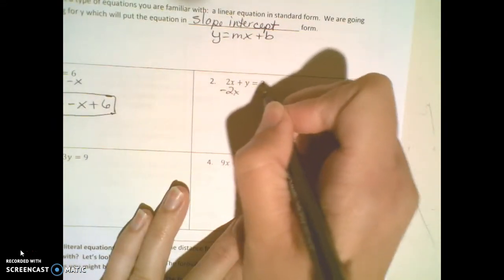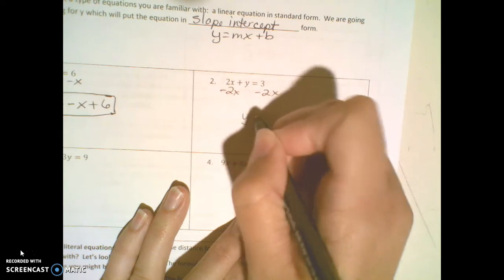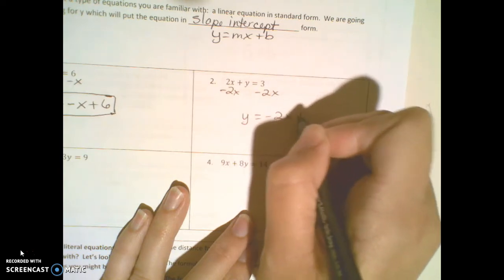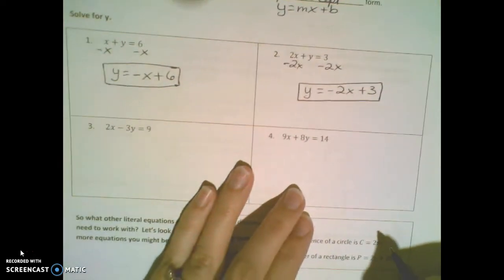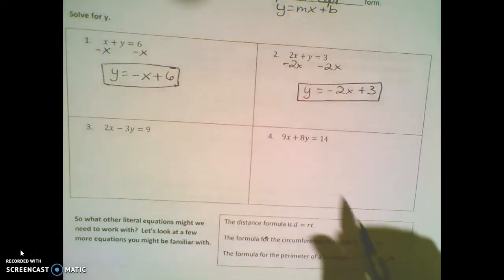Okay, let's try another one. On this one, I'm just going to subtract 2x from both sides, and so now I have y equals -2x plus 3. Okay, we're going to do number 4 together, and then you guys can try number 3.